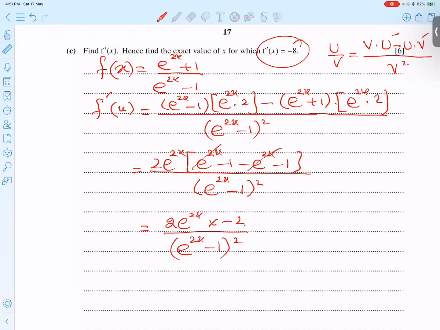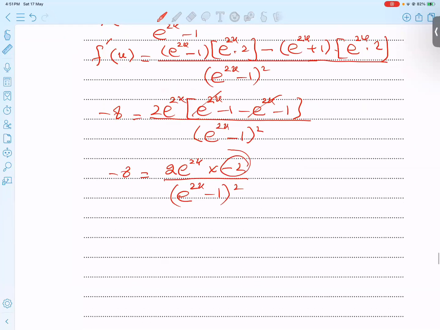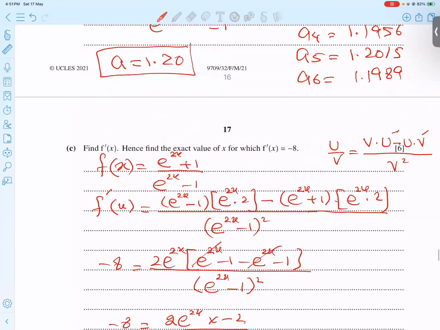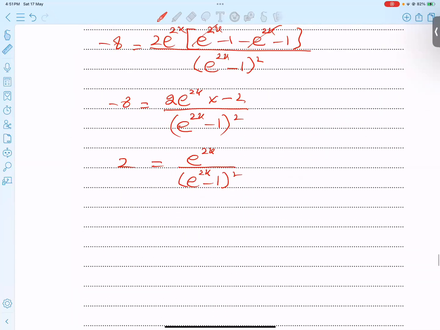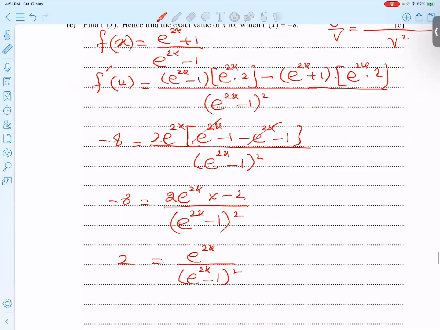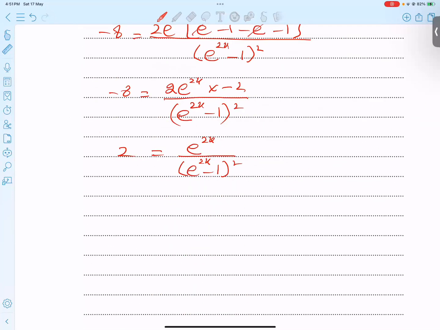And he said f dash of x equals -8. So here I'm keeping -8. These two, -4, will go down, and I got a 2 over e to the power 2x over e to the power 2x minus 1 to the power 2. So basically, we are looking for the exact value. How can we do it now? First of all, cross multiply, or I can say let e to the power 2x equal k. I got 2 equals k over k minus 1 to the power 2. Multiplying, it turns into this form.